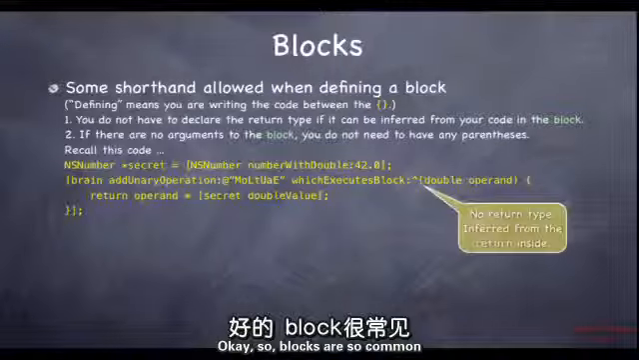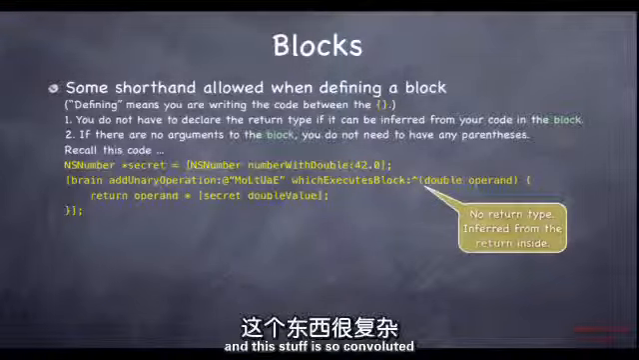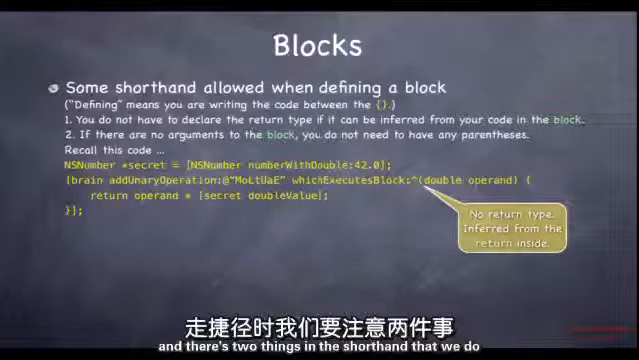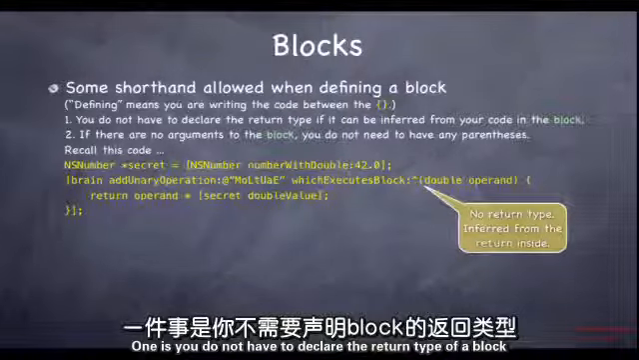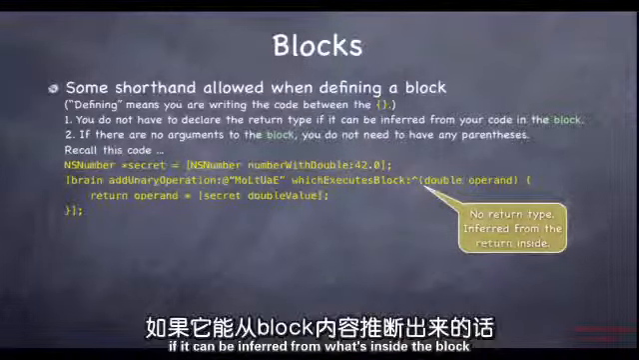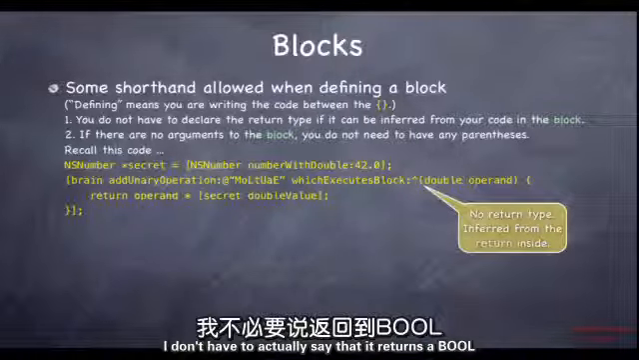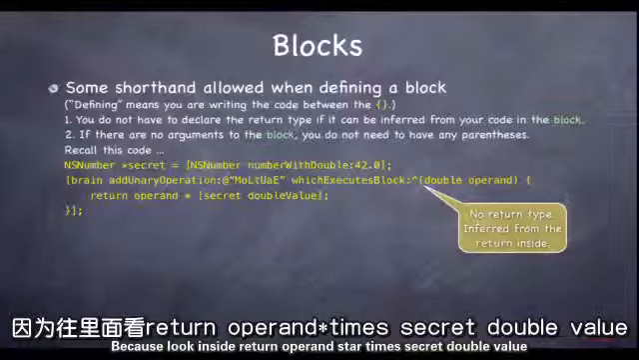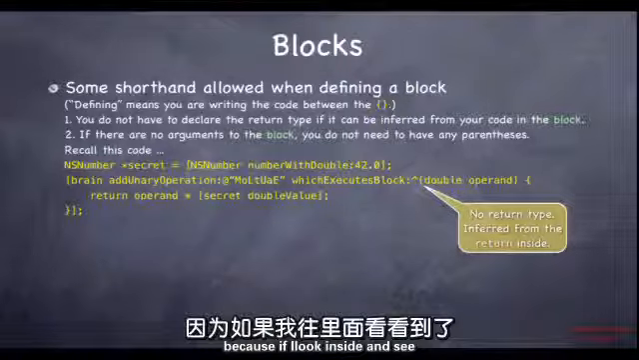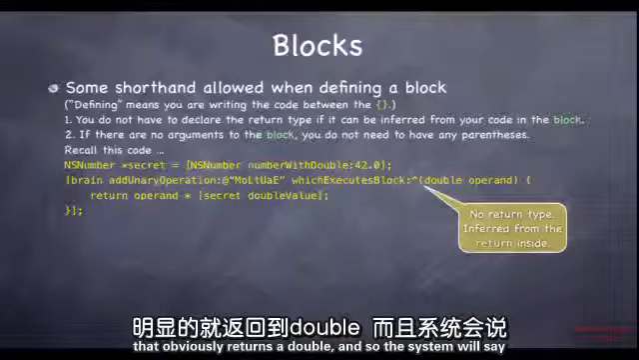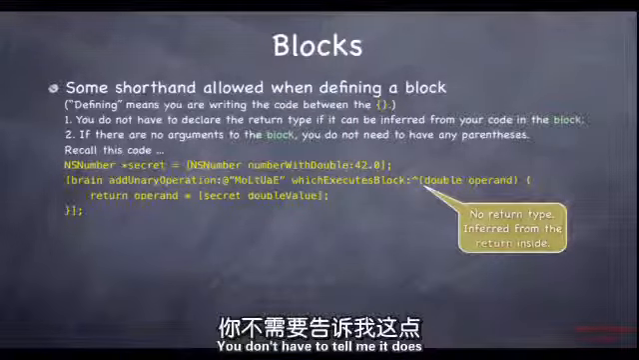Okay, so blocks are so common, and this stuff is so convoluted, that we often have a shorthand when using blocks. And there are two things in the shorthand. One is you do not have to declare the return type of a block if it can be inferred from what's inside the block. So for example, when we add unary operation T, I don't have to actually say that it returns a double, because look inside. Return operand times secret double value, that obviously returns a double, and so the system will say, okay, I understand this block returns a double. You don't have to tell me it does.